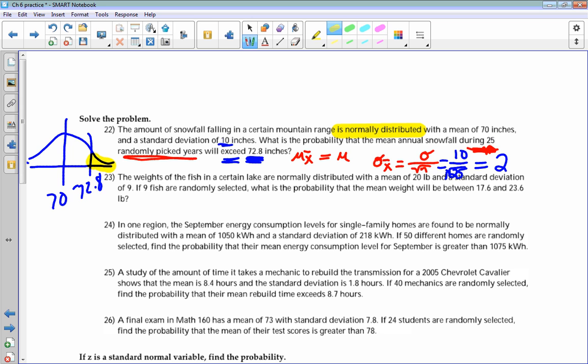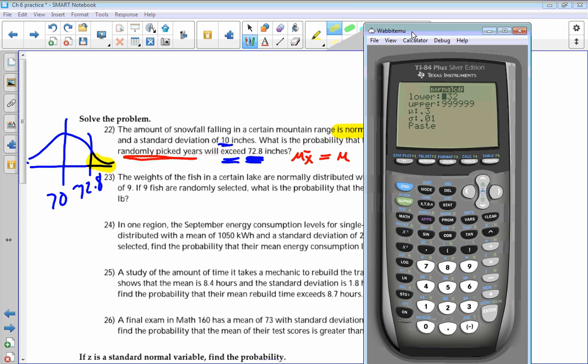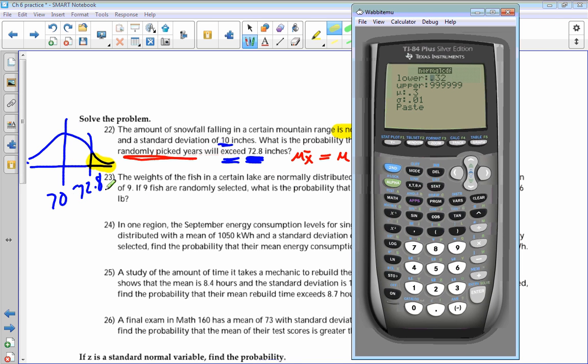So we're going to bring over our calculator, and my lower amount is going to be 72.8. See how that makes it completely unmistakable what you need to put in. My upper, of course, I'm going to go to the very end, so I am going to have 9999.